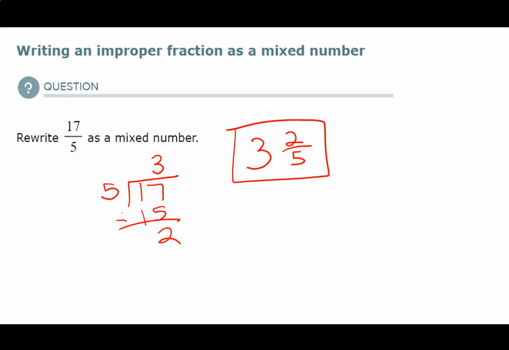And if you wanted a long drawn out way to think about this, if I have 17 fifths, if I split each one of these into 5 sections, oh, it's terrible.